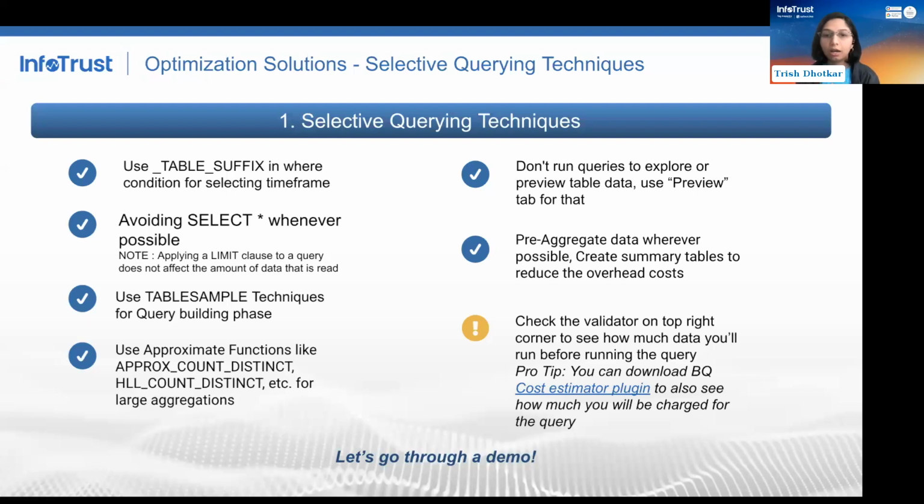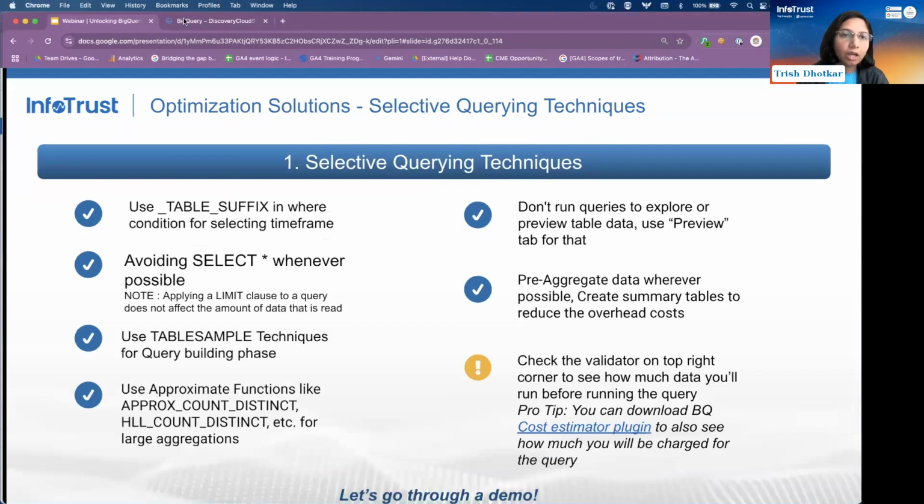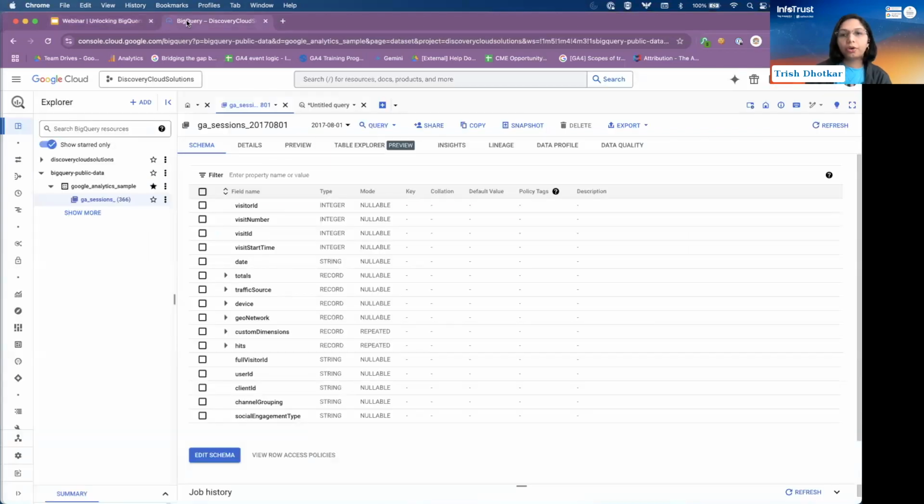But there are certain plugins that are also going to be useful. So there's this cost estimator plugin, which I have downloaded to just see how much it would cost me to run this particular query. So let's go through a demo actually. If we go through the BigQuery interface here, I've just added one sample data set, sample UA data.